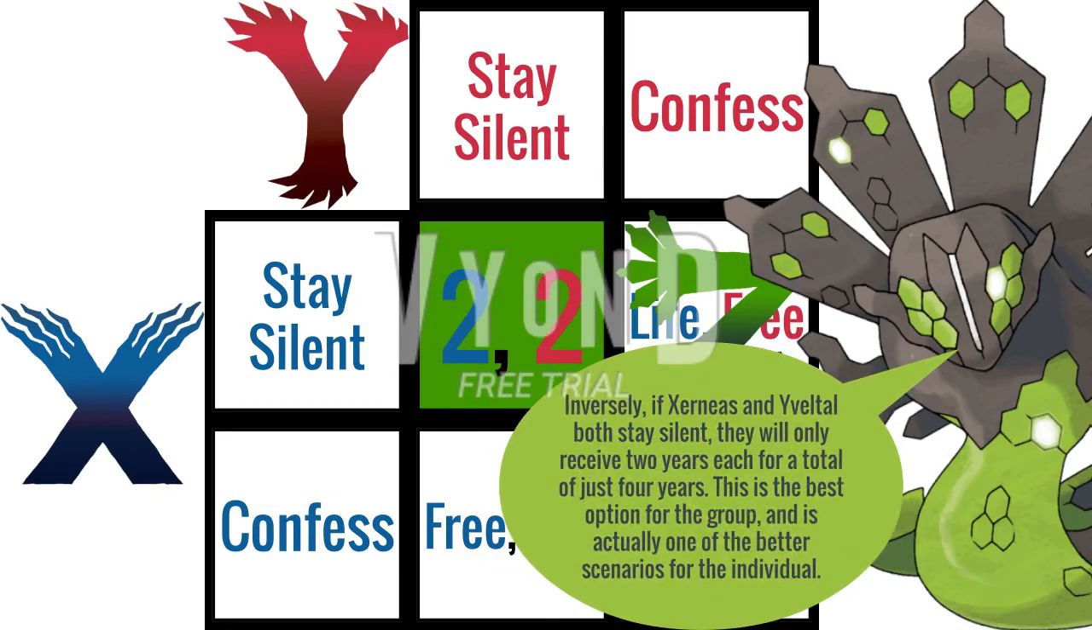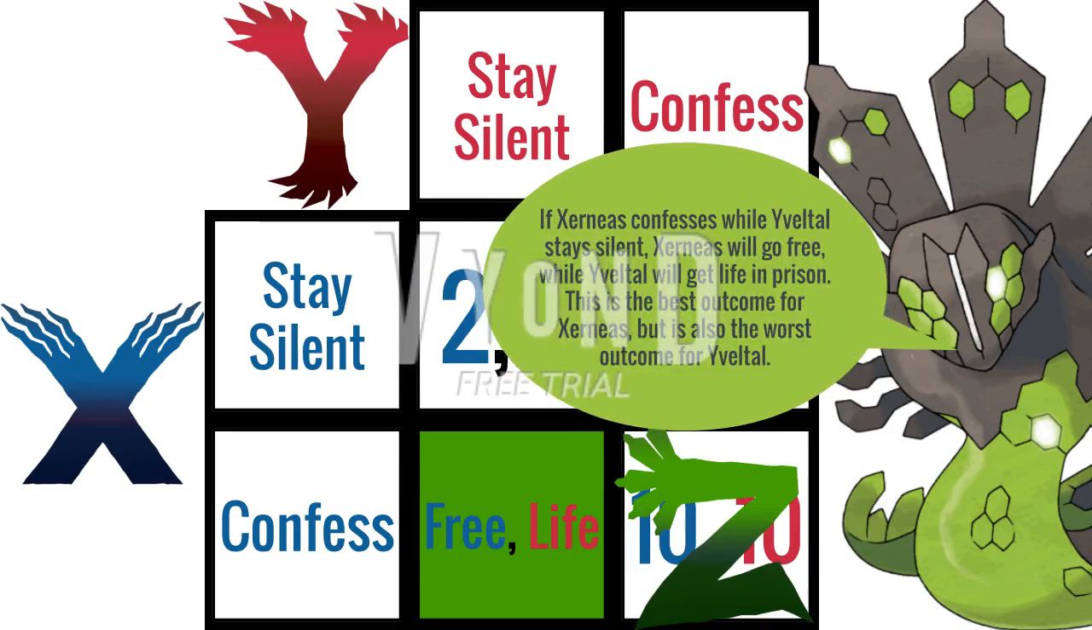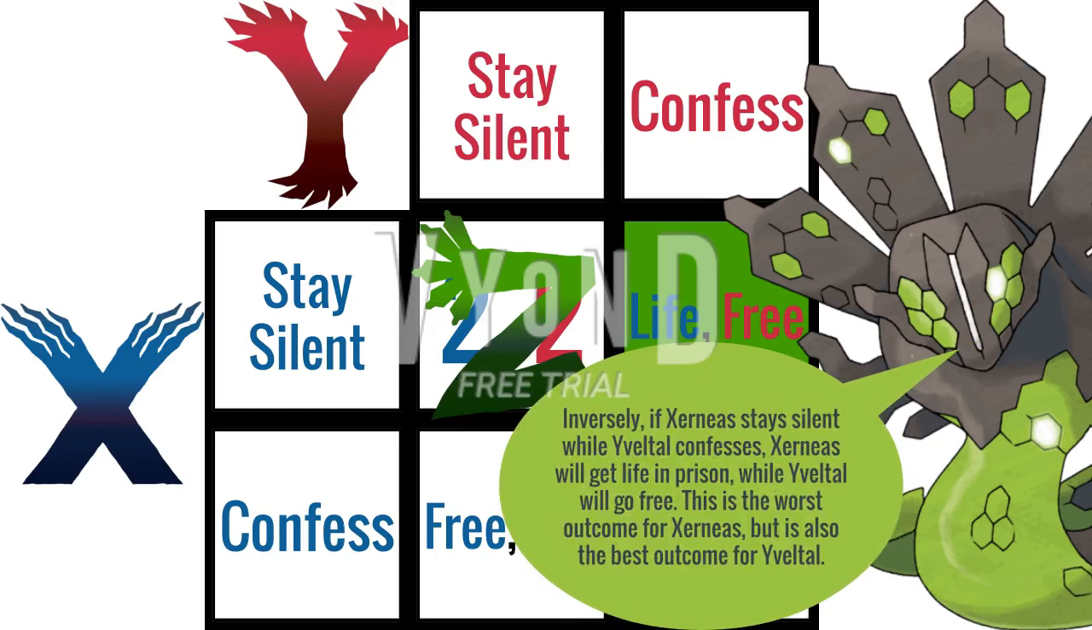Inversely, if Xerneas and Yveltal both stay silent, they will only receive 2 years each for a total of just 4 years. This is the best option for the group, and is actually one of the better scenarios for the individual. If Xerneas confesses while Yveltal stays silent, Xerneas will go free, while Yveltal will get life in prison. This is the best outcome for Xerneas, but is also the worst outcome for Yveltal. Inversely, if Xerneas stays silent while Yveltal confesses, Xerneas will get life in prison, while Yveltal will go free. This is the worst outcome for Xerneas, but is also the best outcome for Yveltal.